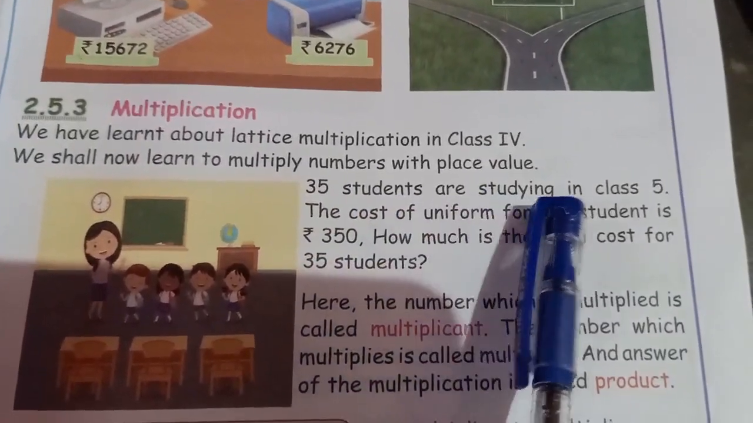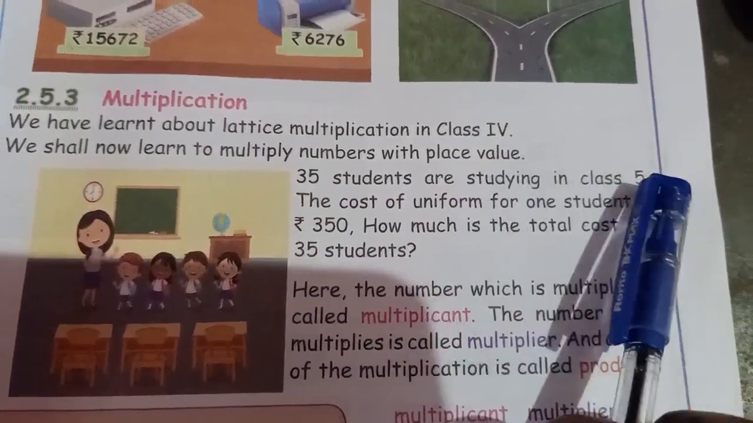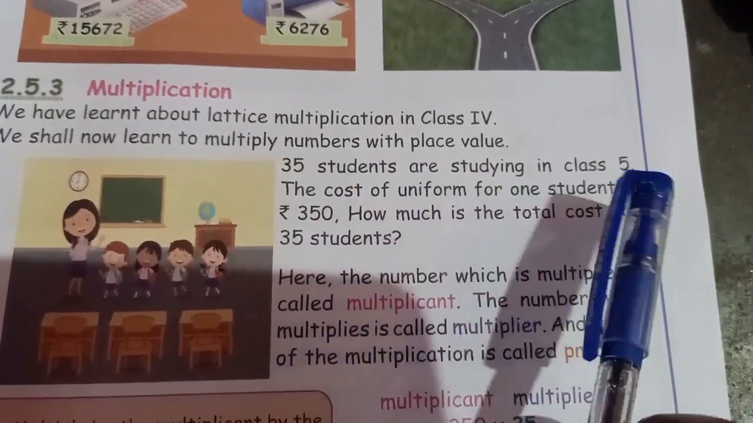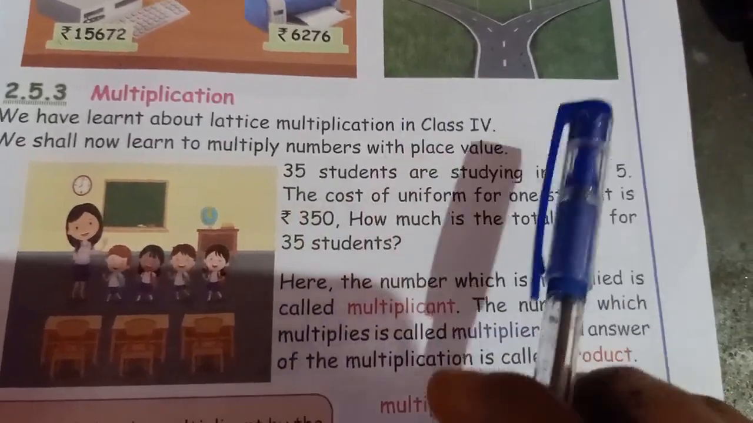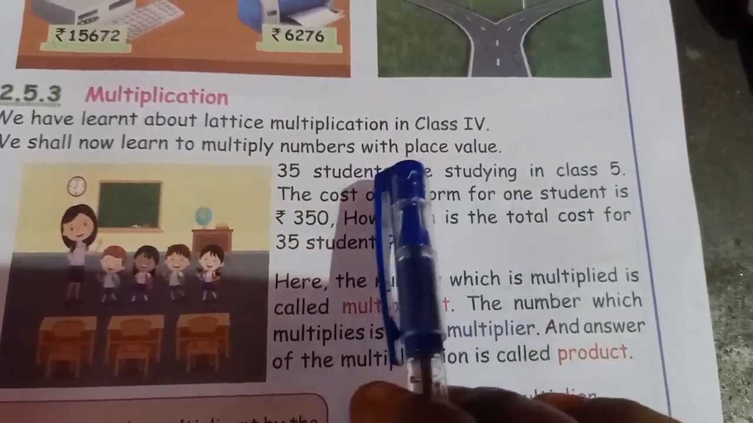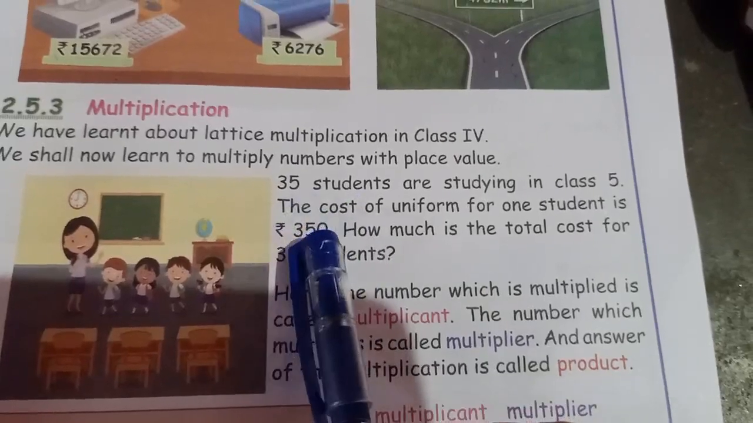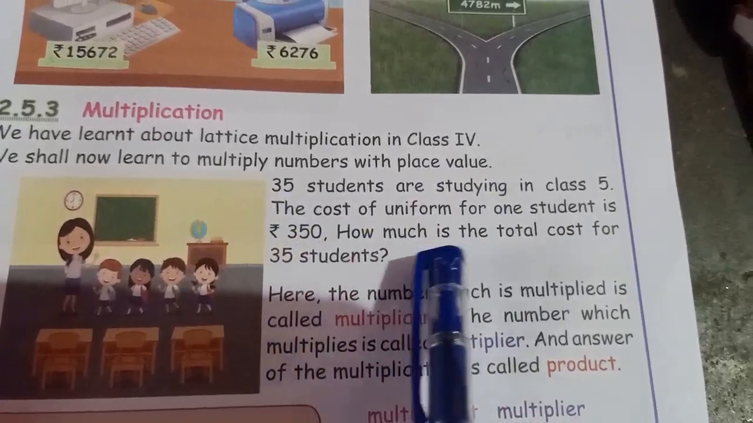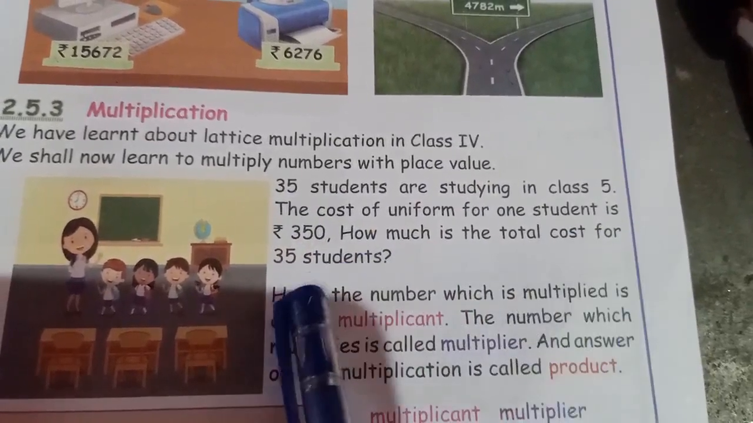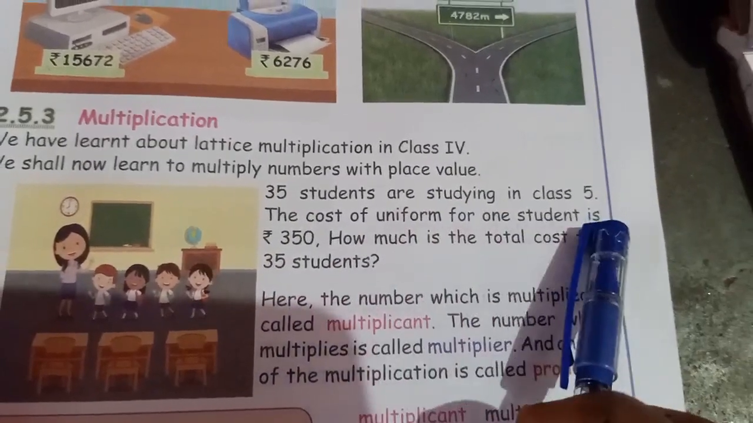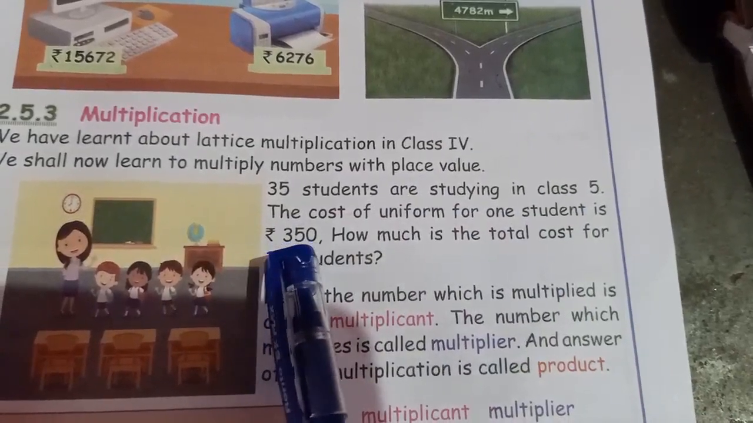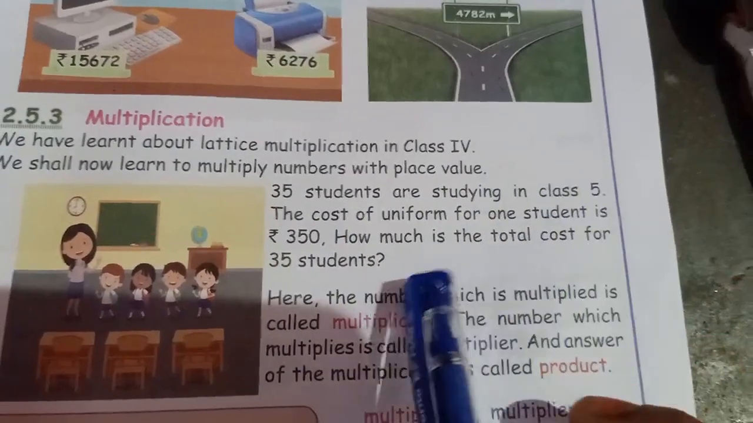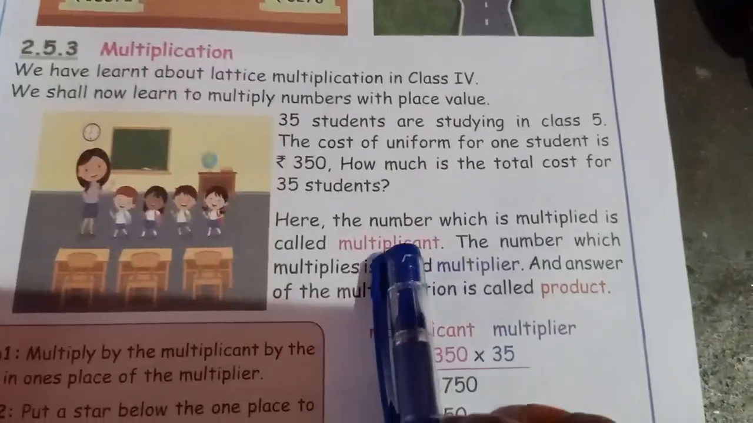35 students are studying in class 5. In 5th standard, totally how many students? 35 students. The cost of uniform for one student: we want to buy one uniform, and that cost is 350. Now what's our question? How much is the total cost for 35 students? One uniform for one student is 350, so for 35 students how many rupees are spent? That is our question.